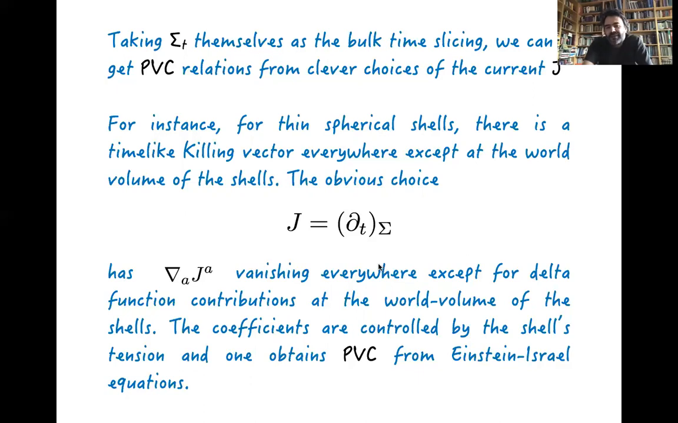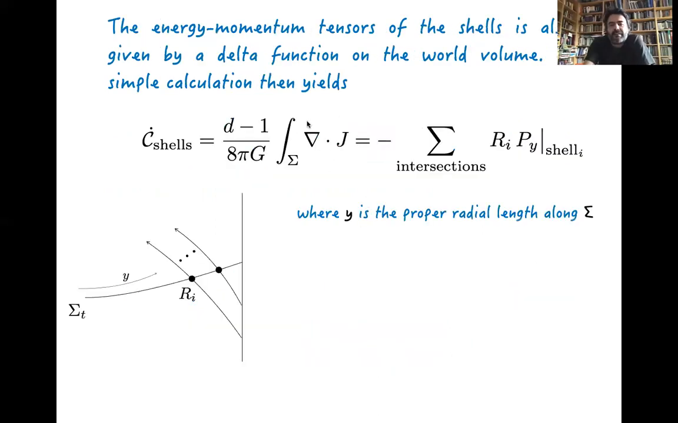these delta functions, and these jumps are controlled by the Israel junction conditions, therefore are controlled by the energy momentum properties of the shell. Okay, so that's a very easy calculation to do. You evaluate this by localizing the integral over the intersections, and you get an expression like this. You get a sum with a minus sign over intersections, the momentum in the radial direction upward, with a minus sign means that it's going to be downward. And then it is decorated by these factors R_i, which are just the sizes of the shells as they cross. So this is the size of the angular sphere here.